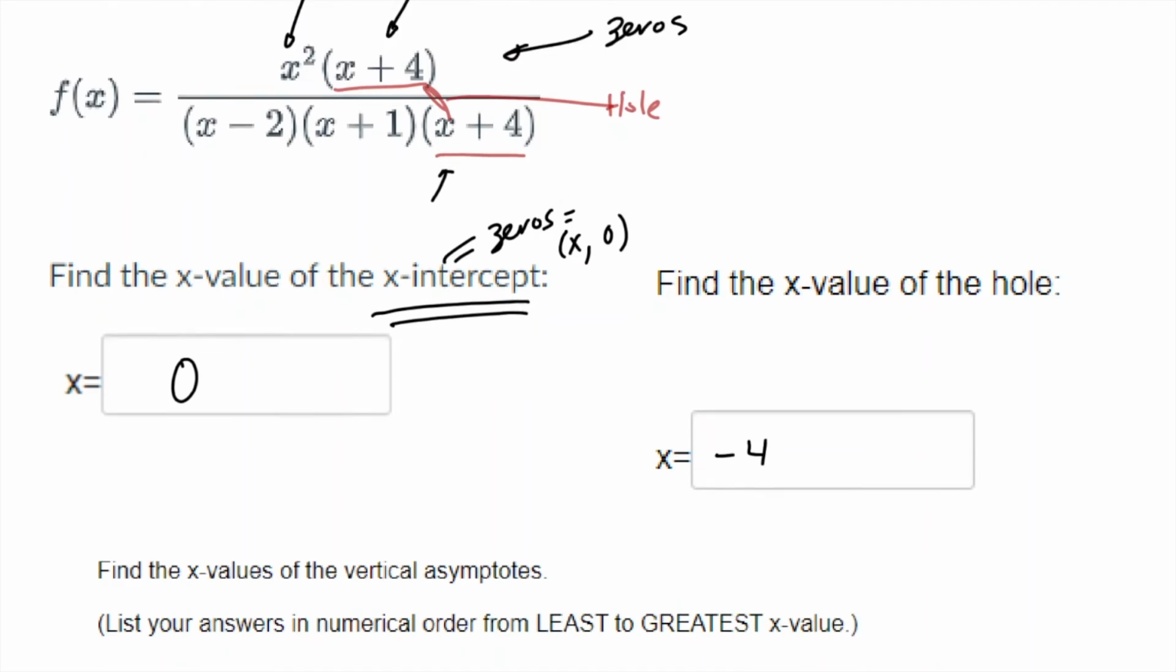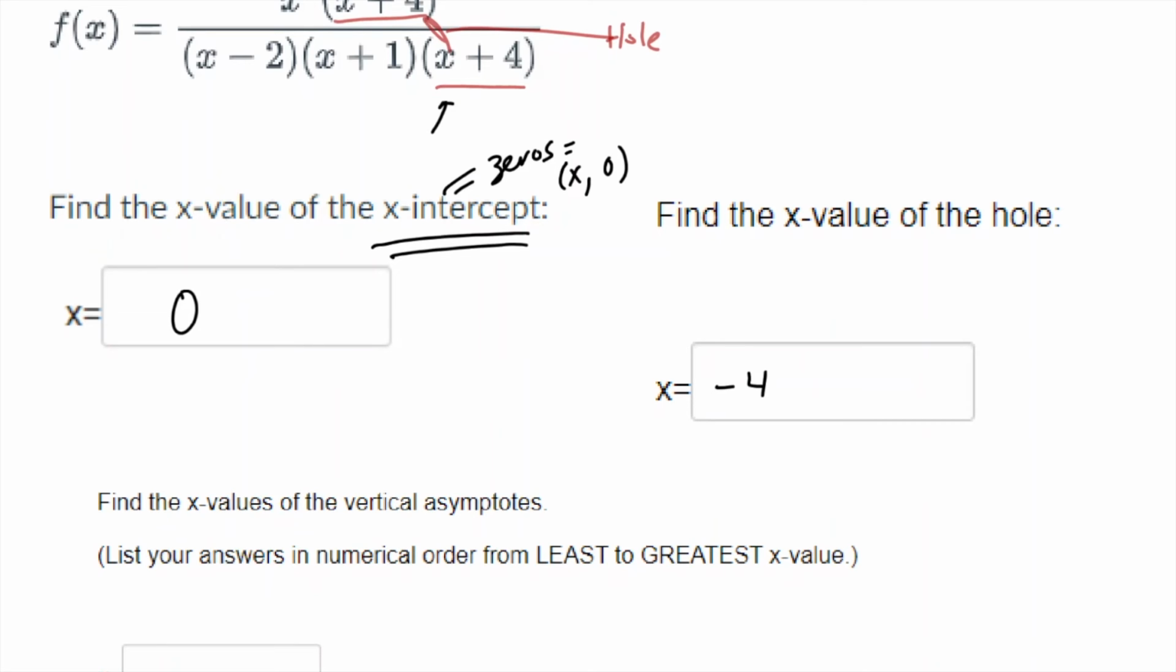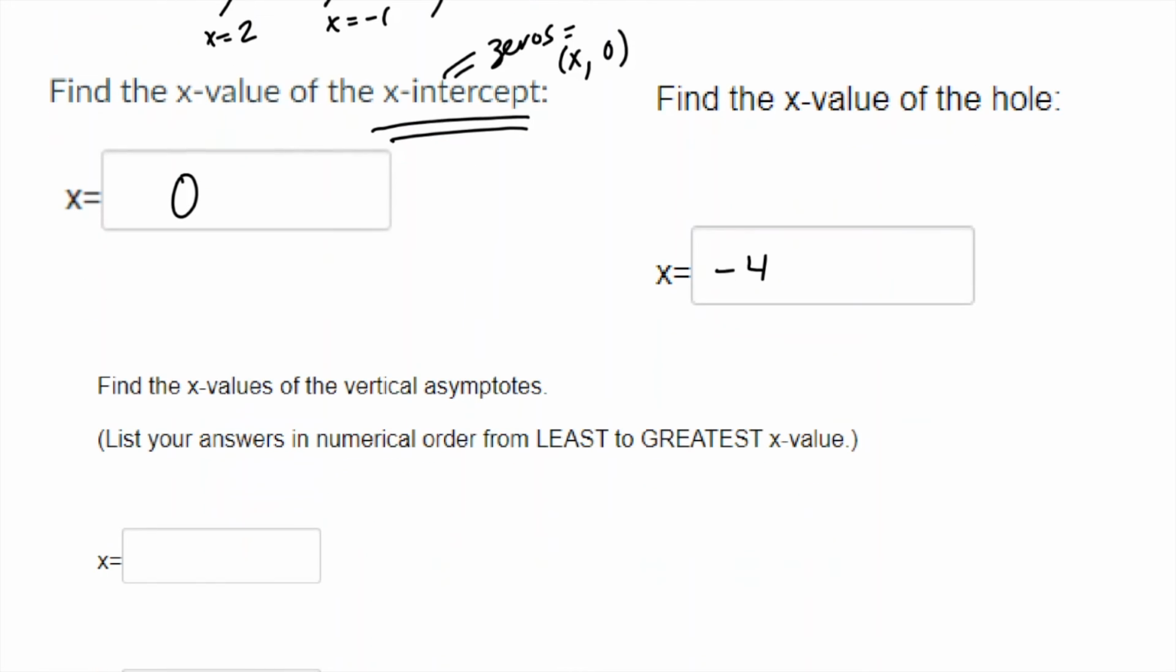Now it says find the vertical asymptotes as well for this expression. And the vertical asymptotes are what make the denominator 0 that are not holes. So the only terms in the denominator that are not holes are here and here. So x minus 2, what would make that 0? Well, x equals 2. X plus 1, what would make that equal to 0? X equals negative 1. And we were asked to write this from least to greatest, so negative 1 goes first, and then 2.